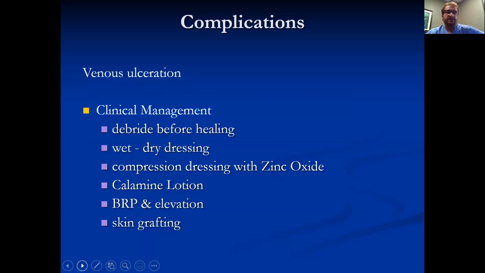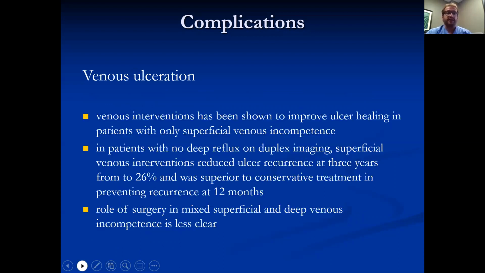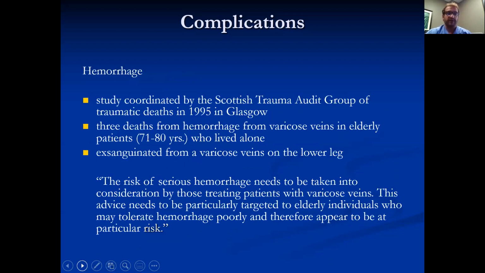But here we have just a few examples of some of the patients with ulcerations. The typical treatment is local management. The real important issue is that with these patients, even with aggressive management that can heal up to 80% of them, 70% will recur within a year. So when you get to these ulcerations, they really do need their underlying treatment, because even if they do heal, they're going to be dealing with a recurrent problem. We talked a little bit about hemorrhage.